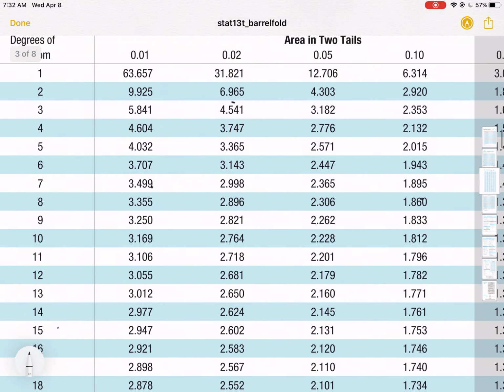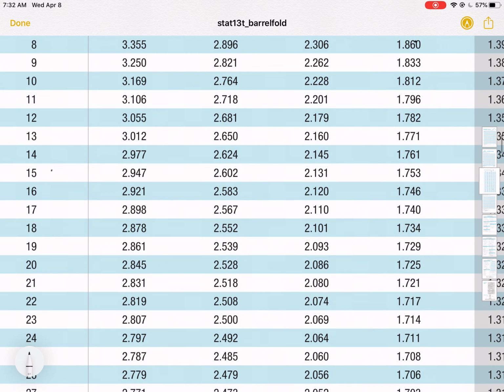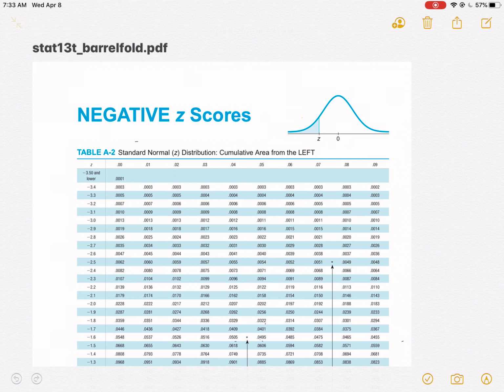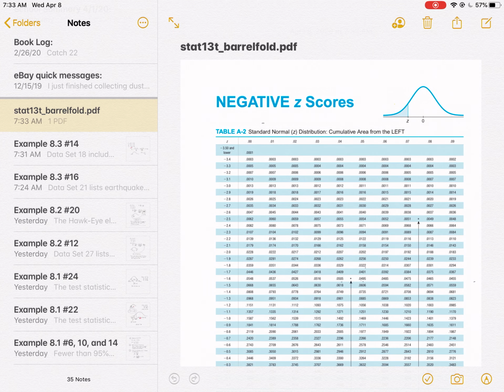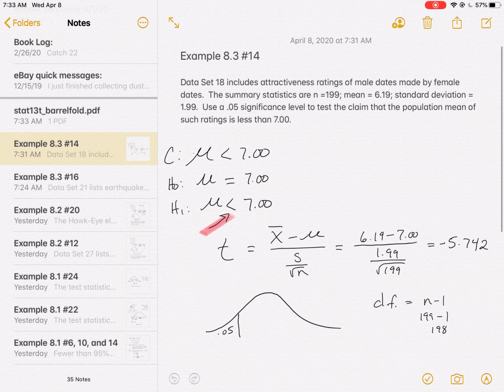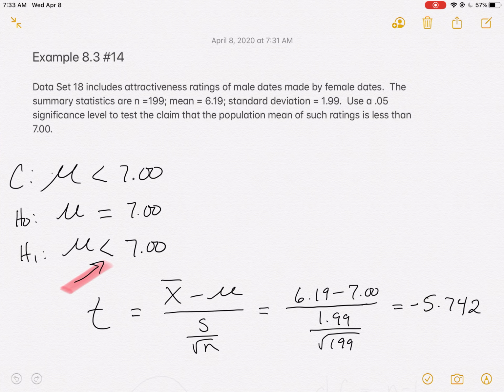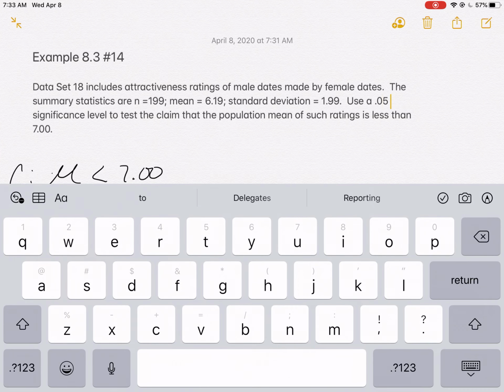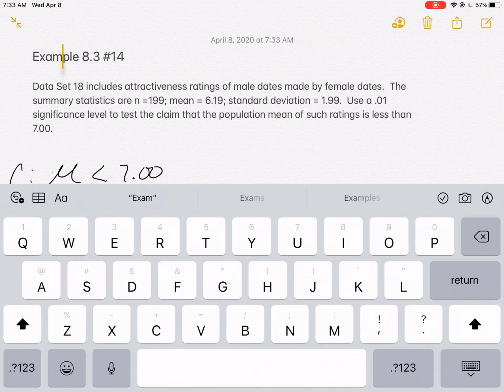I'm seeing something different in the back of the book. I typed something out wrong. Let me make sure I'm doing this problem the way it's written in the book. I had typed a 0.05 level of significance. It's not a 0.05 level of significance in the problem. It's a 0.01 level of significance. So let me make that change and we'll look that number up again.